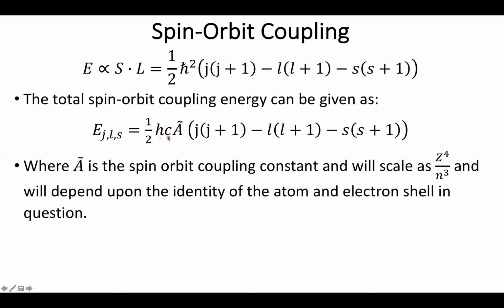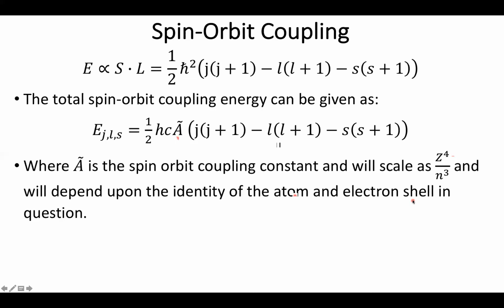And the other thing that we really care about is how it scales with atomic properties. So our spin orbit coupling is going to increase as a factor of the nuclear charge to the 4th power, and it's going to be inversely related to the electron shell, or the principal quantum number, as n to the 3rd. So in practice, this is going to mean that our spin orbit coupling is going to be very dependent upon both the identity of the atom and exactly what electron shell is being occupied.